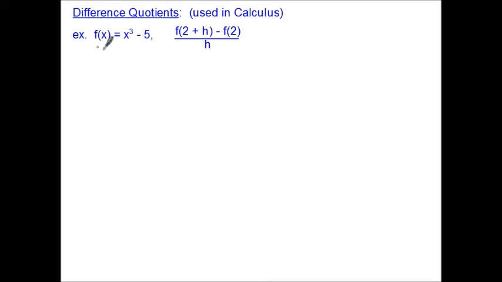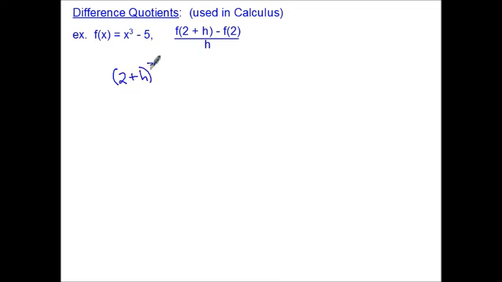Alright, so anyway, I've got my function right here, and I want to work out this. Again, it's called a difference quotient. And so again, it's just really some function notation. You're just doing a substitution and then simplifying the mess that comes out of it. Alright, so I want f of 2 plus h, so again I'm plugging into my original function. Everywhere I see an x, I'll put in a 2 plus h.